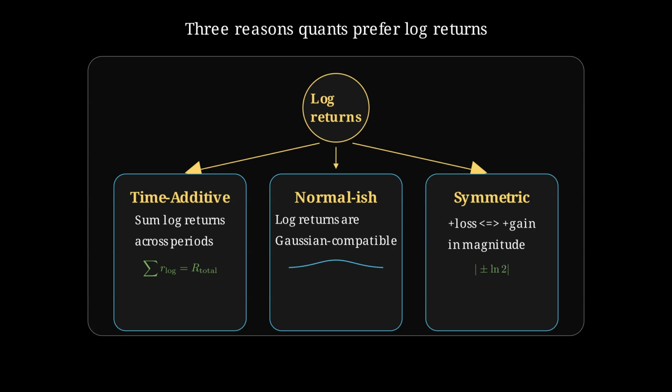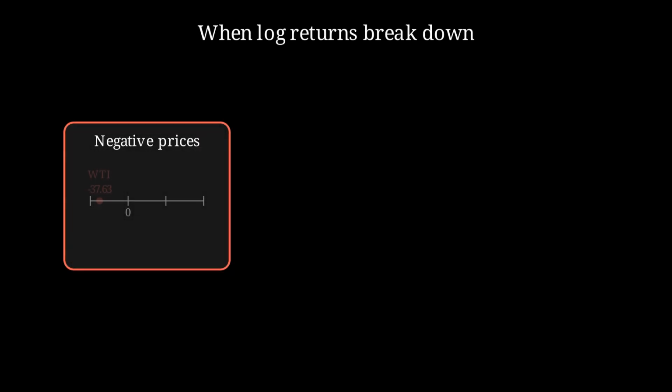Third, symmetry. A 50% loss and a 100% gain are not comparable in simple return space. In log return space, both equal roughly 0.693 in magnitude. This matters whenever you are running statistics, building models, or comparing strategies, which is to say, almost always. Log returns are not perfect.